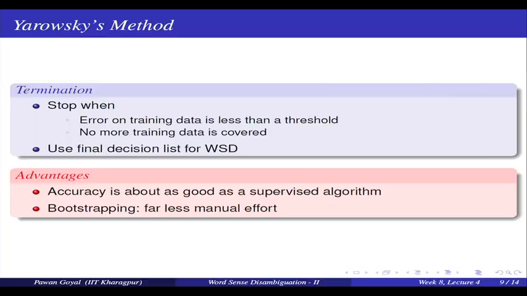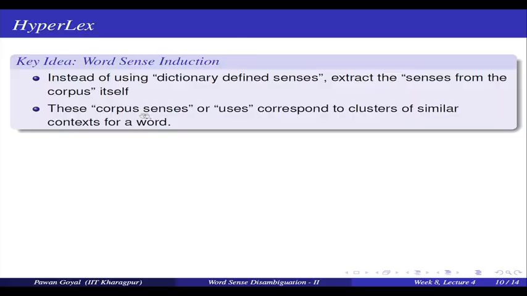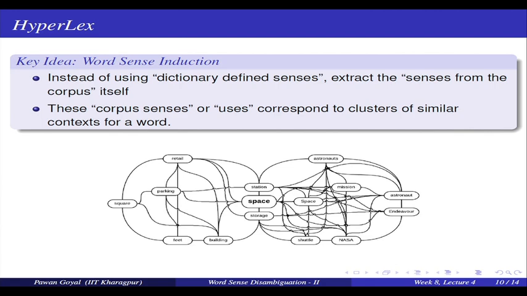Now, what is the basic idea? We will talk about the algorithm HyperLex. The key idea here is word sense induction, that is, instead of taking some senses that are defined by a dictionary, try to extract the senses from the corpus itself. The way the word is used in a corpus, use that for extracting senses of the word, and these corpus senses or usages will correspond to clusters of similar contexts for a word. Now, let us take one example to get the intuition.